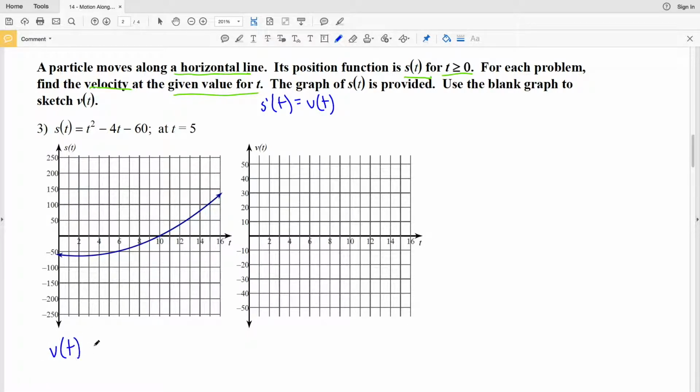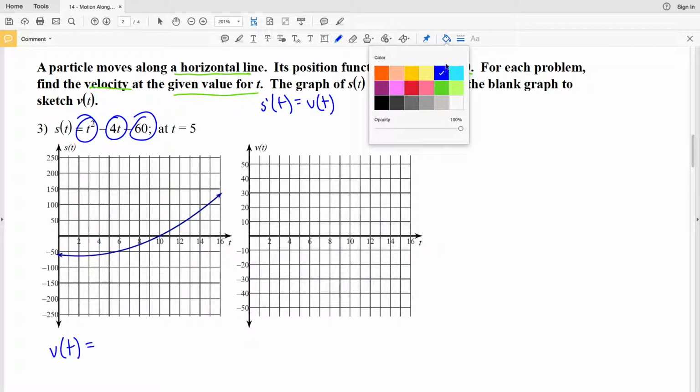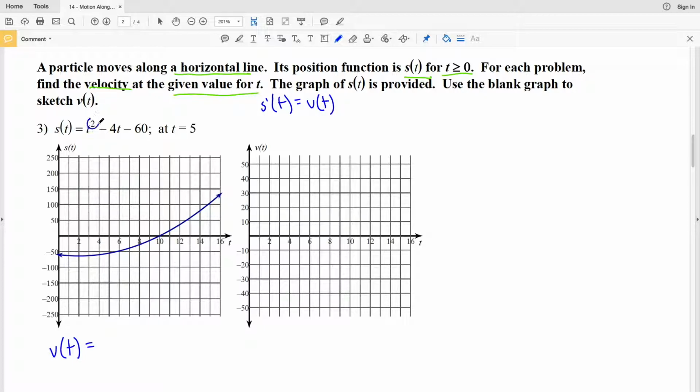The derivative, v of t, using the sum rule, we're going to look at each of these terms. In that first term, we're using the power rule, multiplying our exponent of 2 to the coefficient of 1, which will give us 2, and that will get multiplied to t to the 2 minus 1, which is t to the first, or simply t.